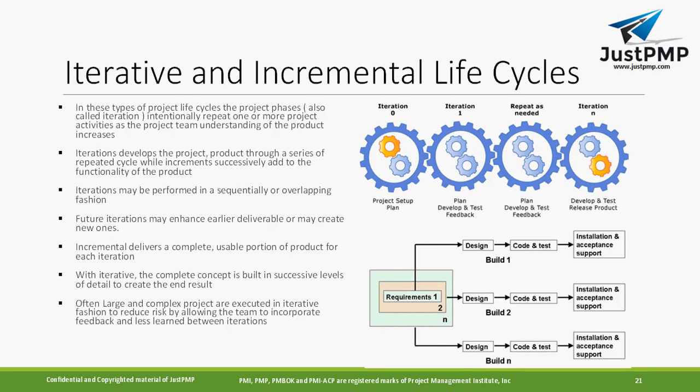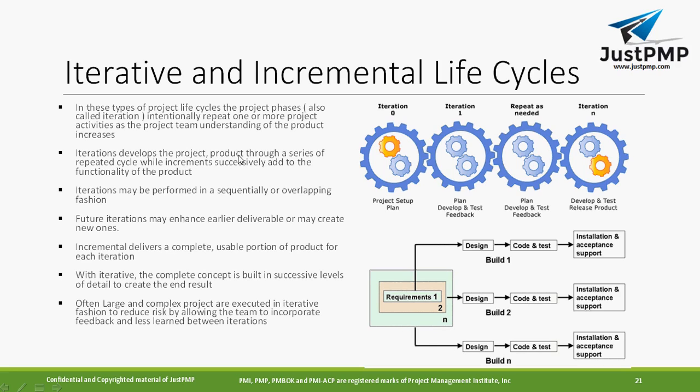Iterative and incremental life cycle. If you see the diagram, there are different iterations 0, 1, 2, based on how things get repeated, and here it is incremental. In this type of project life cycle, the project phase, also called an iteration, intensely repeats one or more project activities as the project team's understanding of the product increases. In one iteration they start building a small prototype and see how it looks. They understood it, and then started enhancing that prototype again, so there can be multiple iterations.